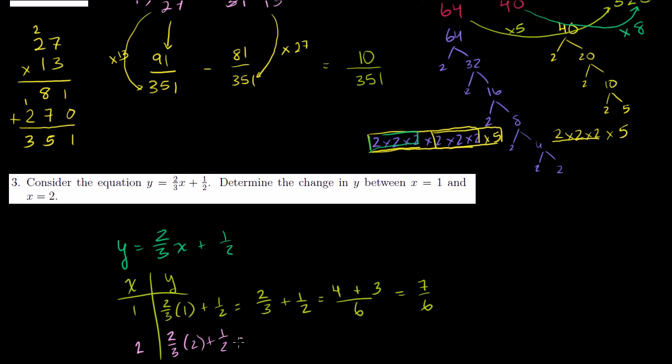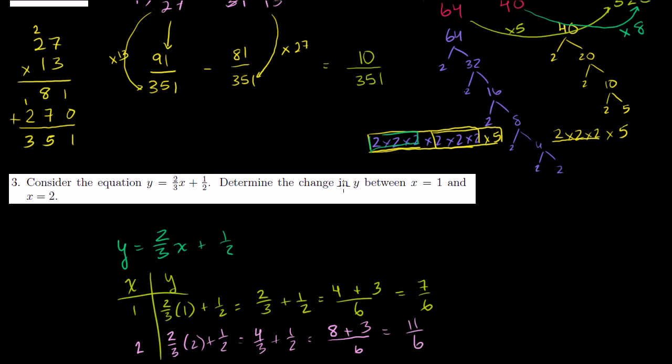All right, when x is equal to 2, you have 2 thirds times 2 plus 1/2. So it's going to be equal to 4 thirds plus 1/2, which is equal to common denominator of 6. This is equal to 8/6, right? 3 times 2 is 6. 4 times 2 is 8. Plus 3/6, which is equal to 11/6.